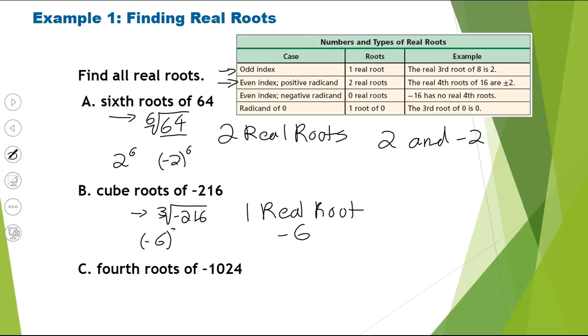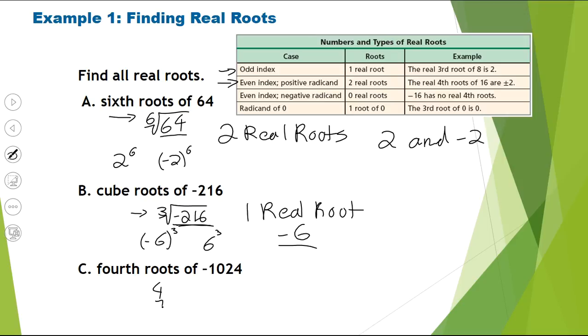If you want to put negative 6 to the third power in your calculator, it'll get negative 216. But if you tried positive 6 to the third power, it would be a positive 216, which is not what we were asked to find. Right? We wanted the negative 216. All right, so it only has one real root. That real root was negative 6.